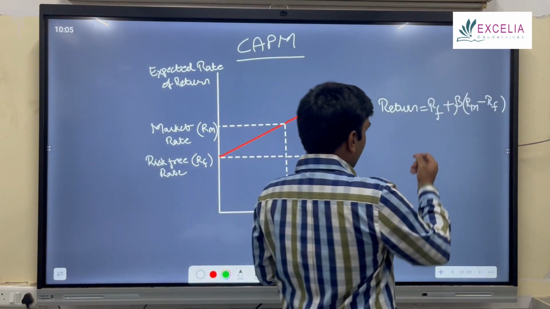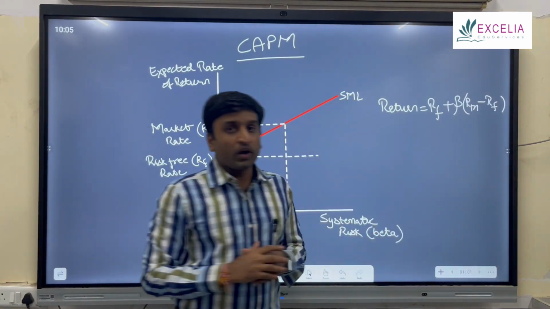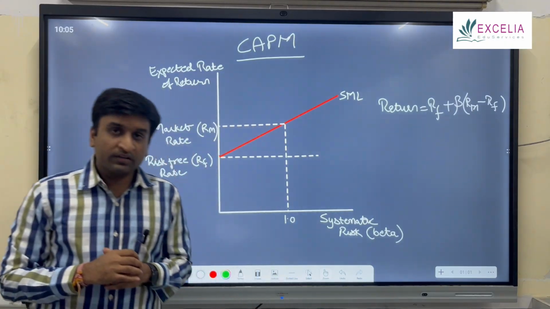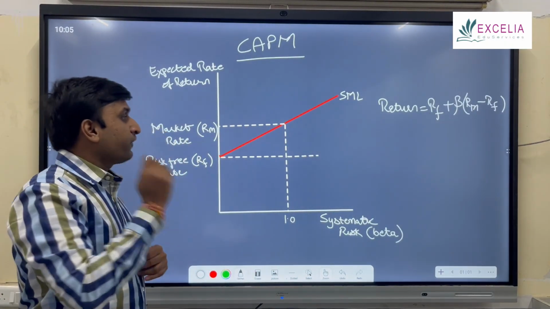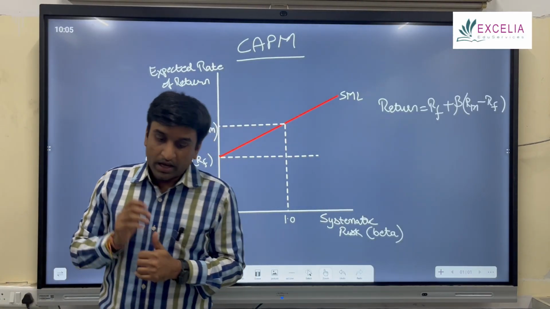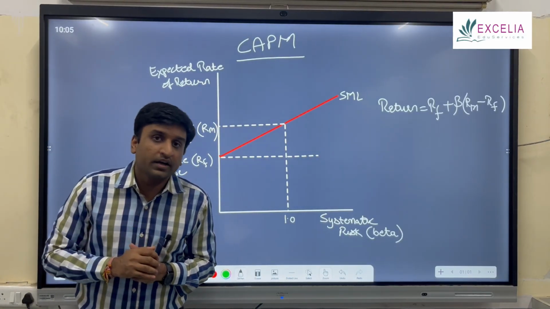The next term is the beta. What does beta refer to? Beta measures the systematic risk, or the volatility of the individual security in comparison to the market.